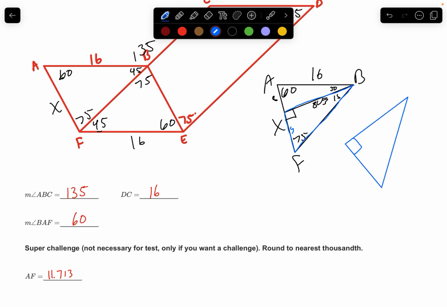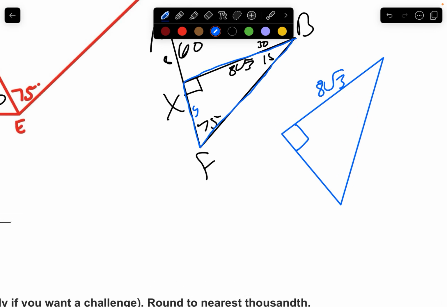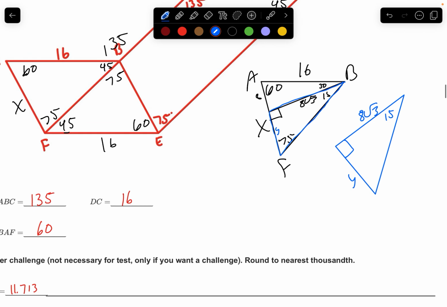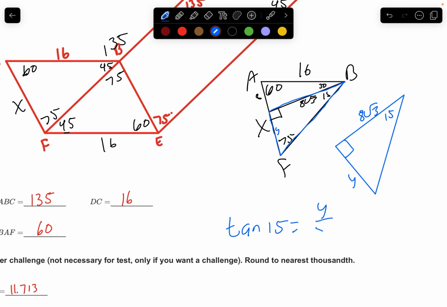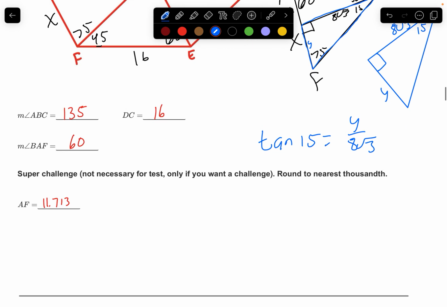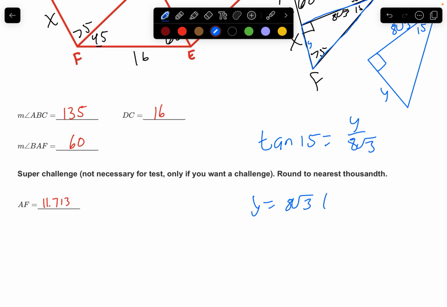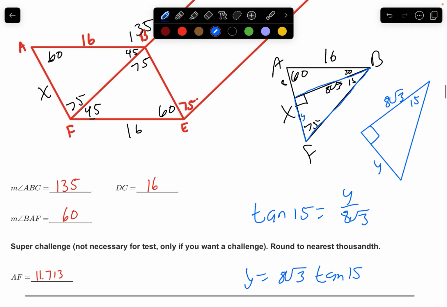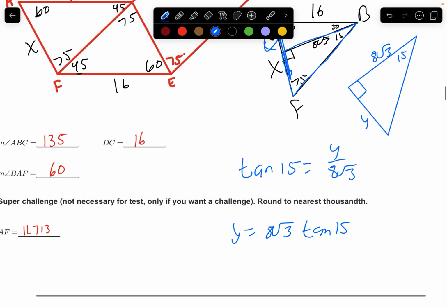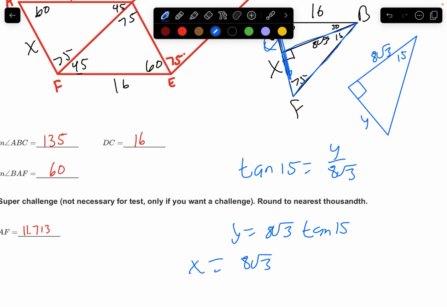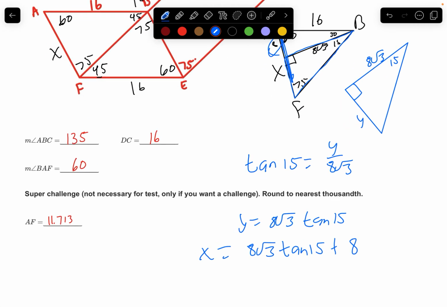So draw that blue triangle. We know that this is 8 root 3. We know that this is 15, and I need this number. So that would be the tangent of 15 equals y over 8 root 3. So that y value would equal 8 root 3 tangent 15. And then this part is 8. So that plus 8 would give me x. So x equals 8 root 3 tangent 15 plus 8. I'm feeling pretty confident about that.